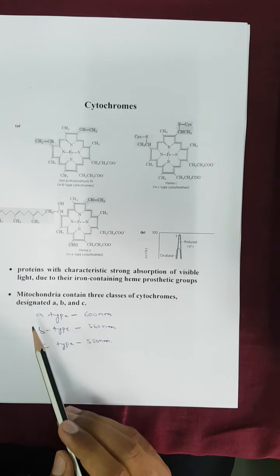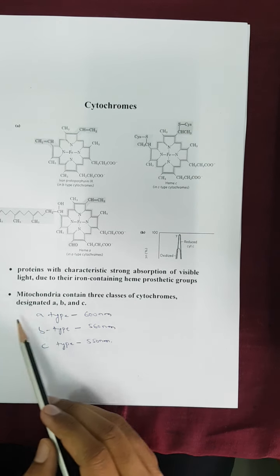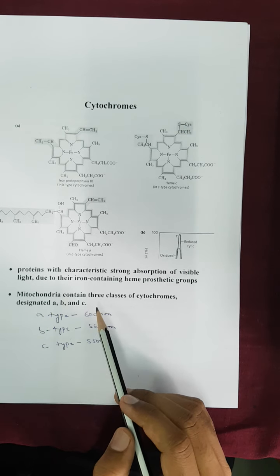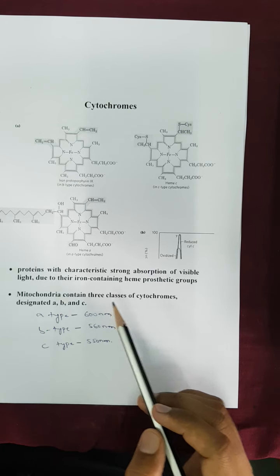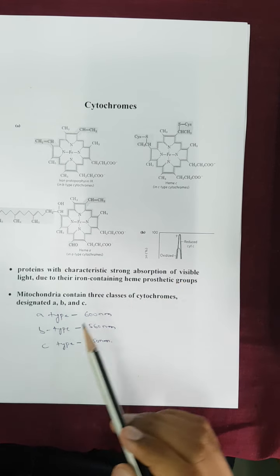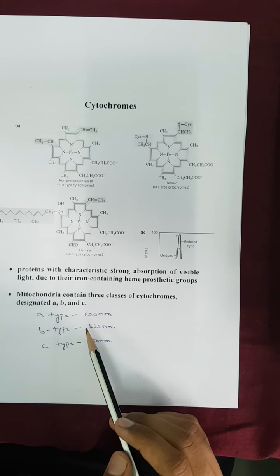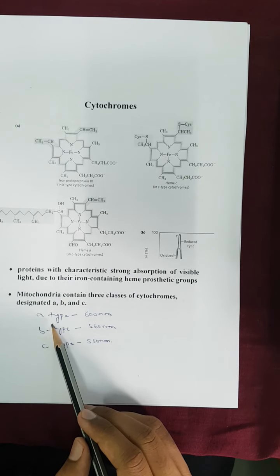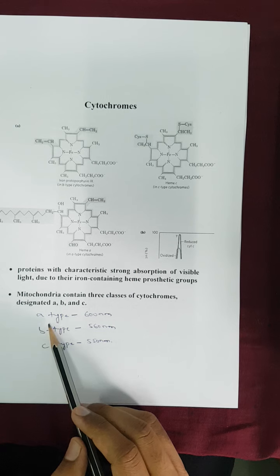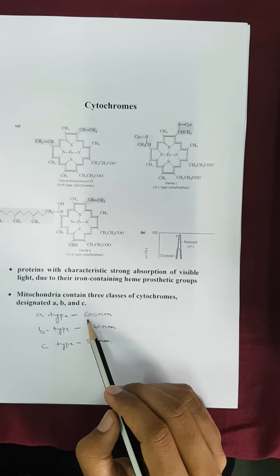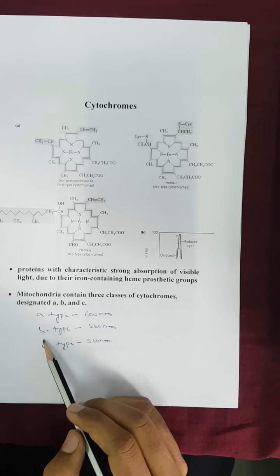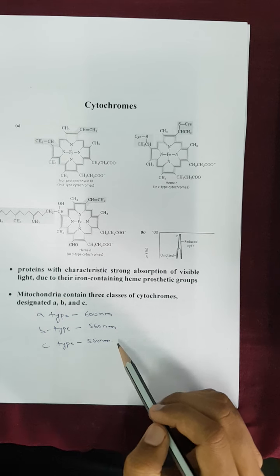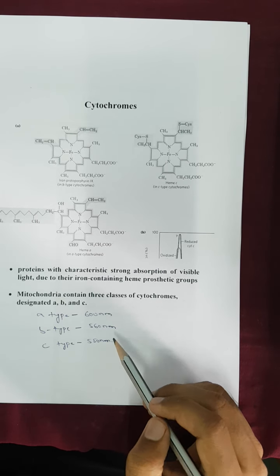The mitochondria have three classes of cytochromes, designated as A, B and C. These three classes are designated based on the type of heme prosthetic group present in them, and along with that, the absorption maximum seen for those heme prosthetic groups. The A-type cytochrome absorbs maximally at 600 nanometers, the B-type cytochrome absorbs maximally at 560 nanometers, and the C-type cytochrome absorbs maximally at 550 nanometers.